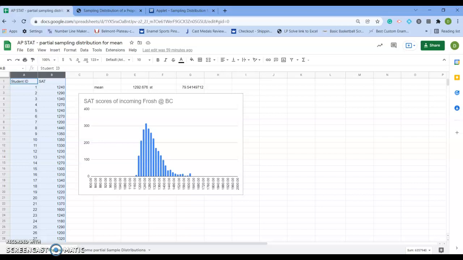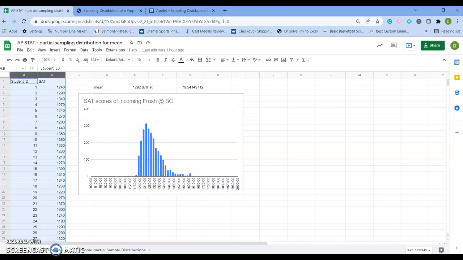Just of note, if our population is normal, then regardless of the sample size, the sampling distribution for the mean, and we're dealing with the mean for all of these problems, will definitely be normal regardless of the sample size.